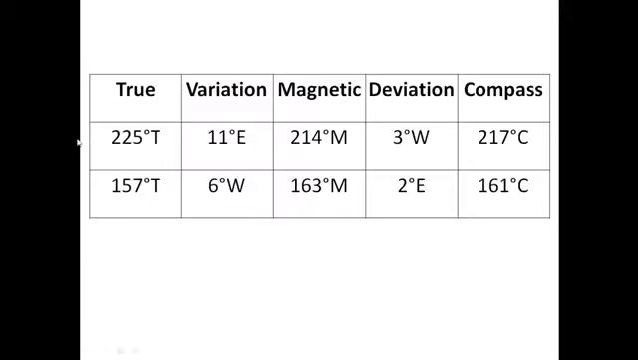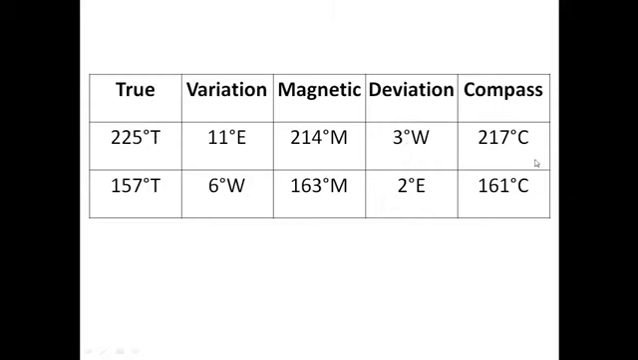If you have a heading of 225 degrees on your chart, 225 degrees true, and you want to get the compass heading that you can follow in your ship, you need to subtract your easterly variation. If we're 11 degrees east, we would subtract that, and that would give us our magnetic heading of 214 degrees magnetic. If on this ship the deviation at 214 degrees magnetic is 3 degrees west, then we would add that to our magnetic heading, and that would give us 217 degrees compass.